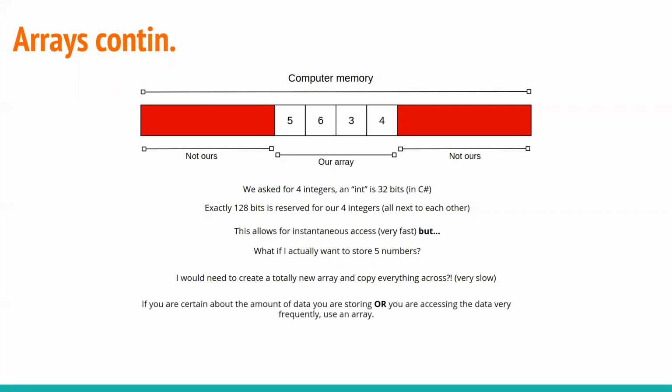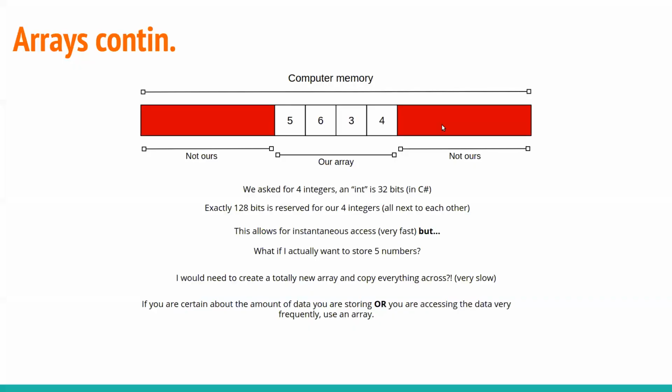So when do we use an array? If you are certain about the amount of data you are storing, like, I need exactly 100 strings, and I don't need any more, I don't need any less. Or you are accessing all of the data very frequently in a random order. You're not sure exactly which bit of the data you're accessing at which point, but you need fast access to everything. Then an array is good. An array is very good when you need instantaneous access to your data and when you're certain about the amount of data you're storing.